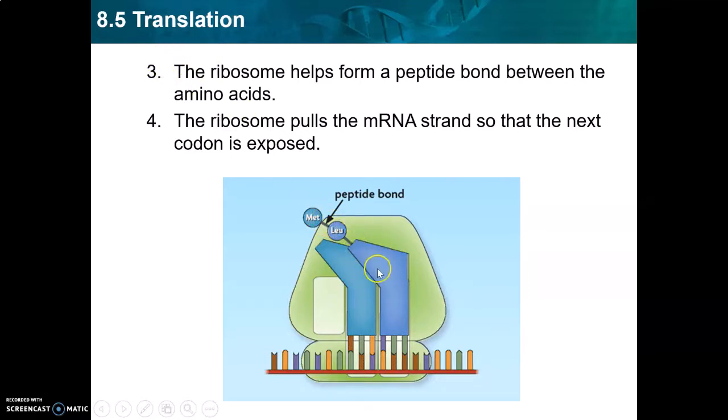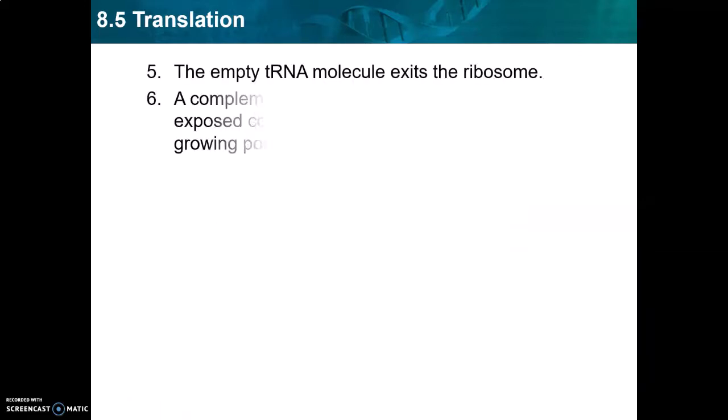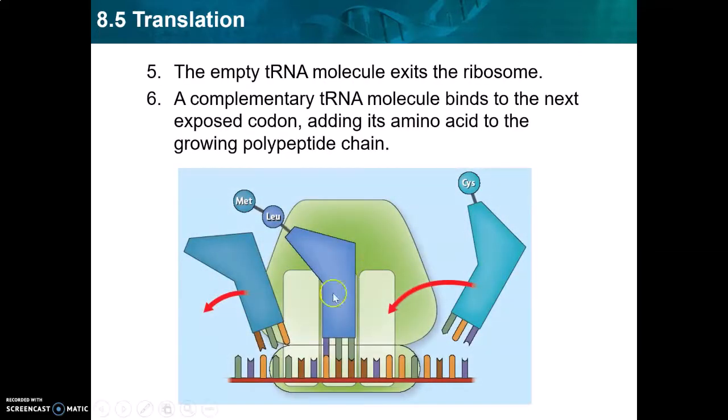And then not shown in this picture, the ribosome is going to pull that mRNA through. So now this codon, this is the one that is going to be exposed next. So it's going to move everything over by 3 bases so that we can have a new tRNA come in. Okay, so the empty tRNA is leaving. Here you can see we've slid that mRNA through, so a new one is coming in.